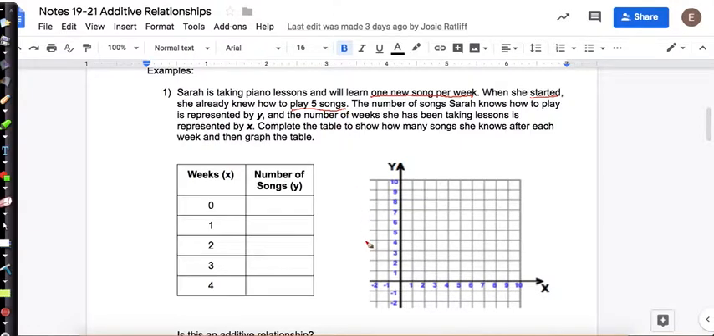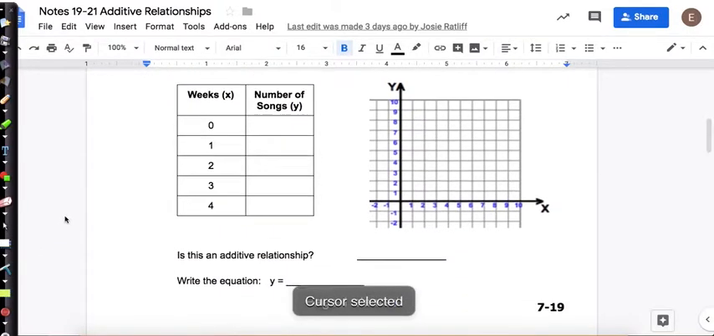The number of songs Sarah knows how to play is represented by Y. So the song she knows how to play is represented by Y, and the number of weeks she's been taking lessons is represented by X. Complete the table to show how many songs she knows after each week, and then graph the table. So we know that Sarah already knew how to play 5 songs.